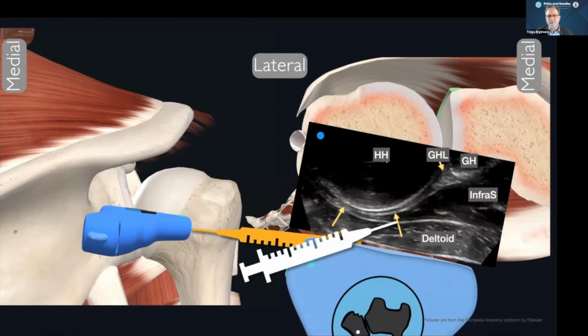You can perform your procedure in plane approach, but you have to pay attention. You shouldn't puncture the glenoid labrum, because you don't want to puncture any healthy anatomic structures such as the labrum or arteries and veins.